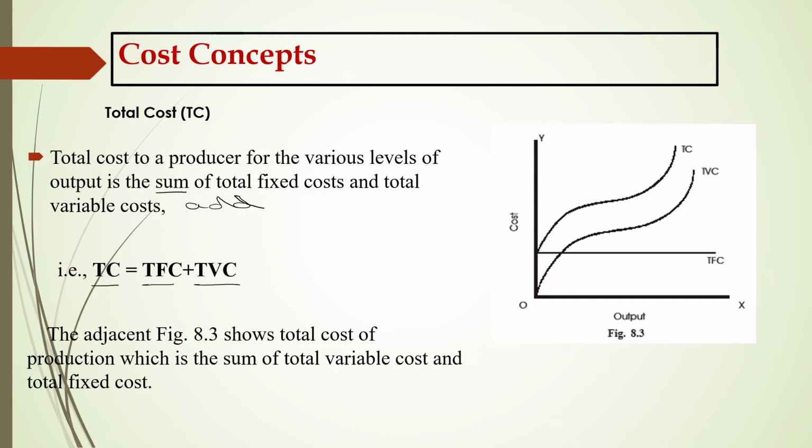So you can see in the graph, the adjacent figure 8.3 shows the total cost of production, which is the sum of total variable cost and total fixed cost. So remember, total cost, how do we get it? We just add total fixed cost plus total variable cost. When we add it, we get total cost.